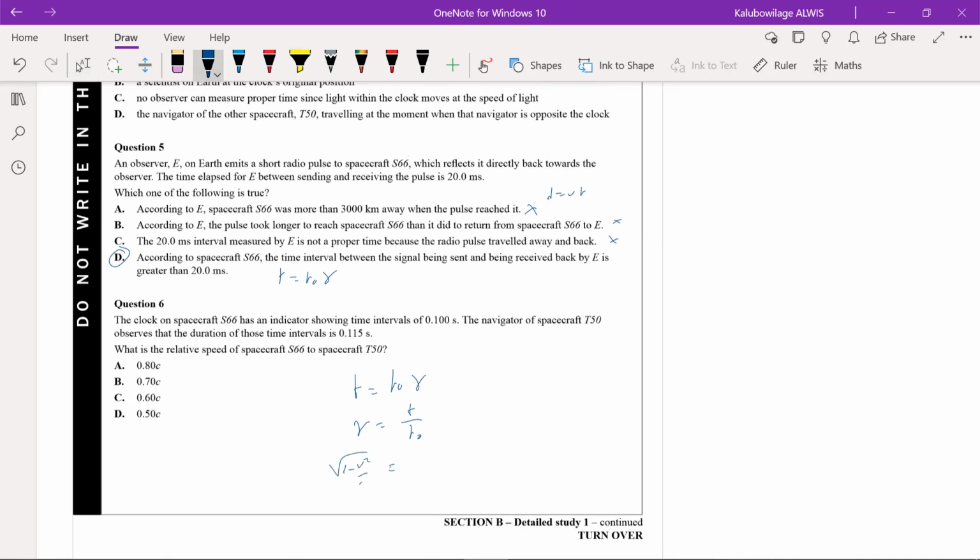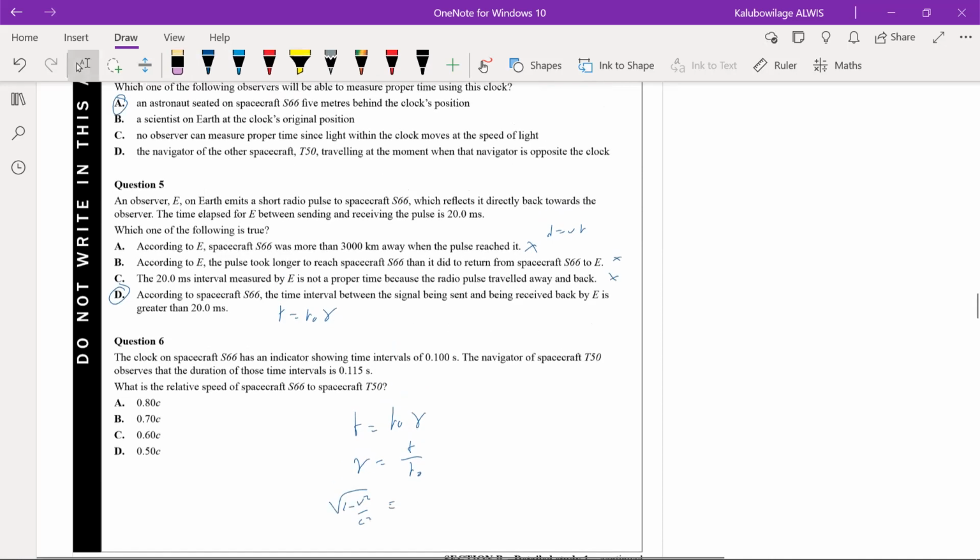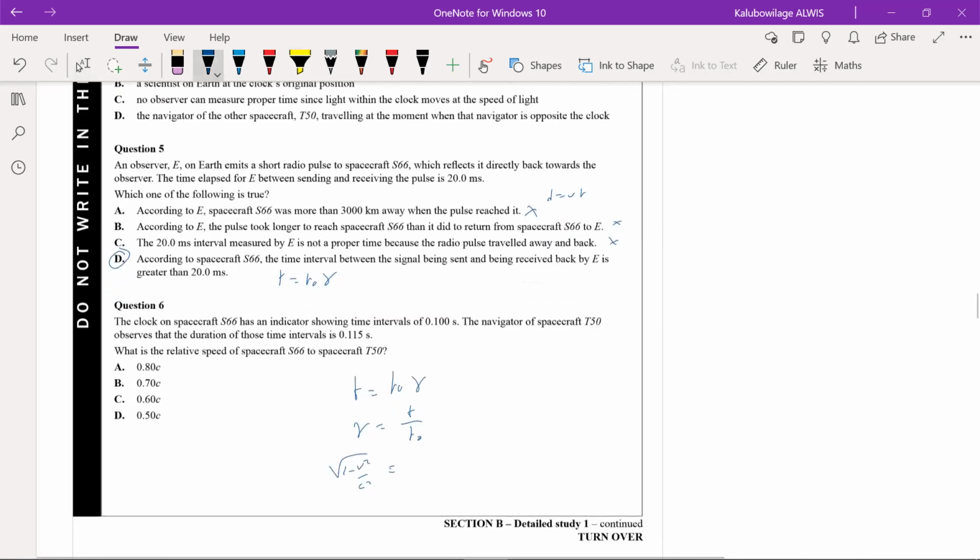To get 1 minus v squared over c squared, it is divided by 2, and the reciprocal of it is 0.8696. So I'll just keep the whole value in your calculator. v squared is 0.244, so v is 0.5c. The answer is D.